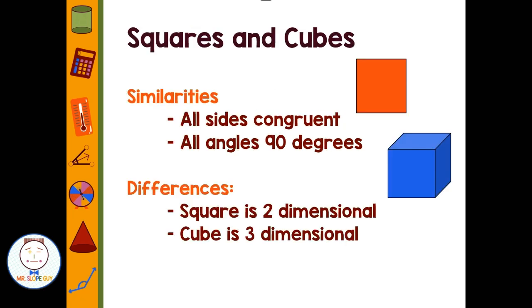There are some similarities and differences between a square and a cube. The things that are the same are that all the sides are congruent, congruent meaning same in size and shape, and all the angles are 90 degrees. However, a square is 2-dimensional and a cube is 3-dimensional. If we think about finding the area of a square, we're multiplying 2 numbers. When we think about the volume of a cube, we're multiplying the same number 3 times. Sometimes it helps to think about this visually: 2 dimensions would be a square, 3 dimensions would be a cube.